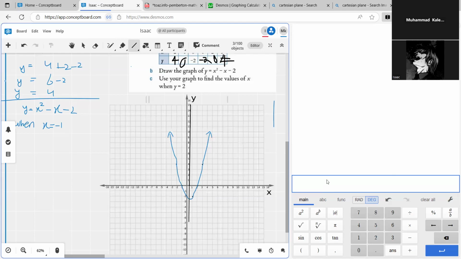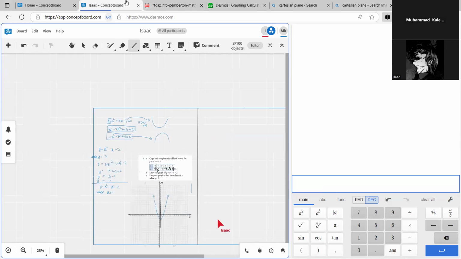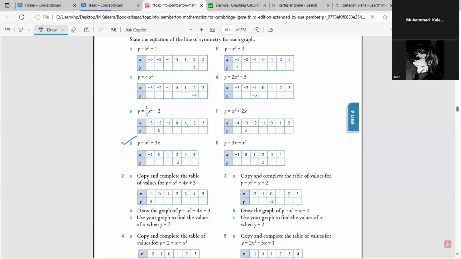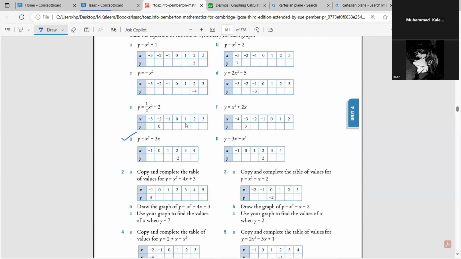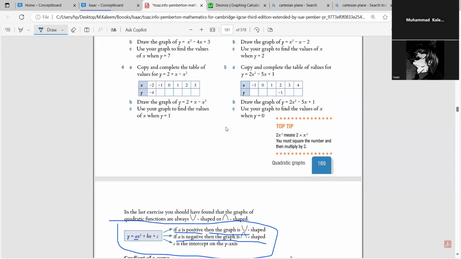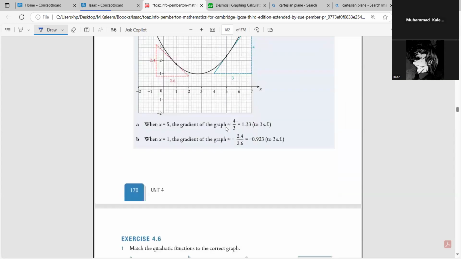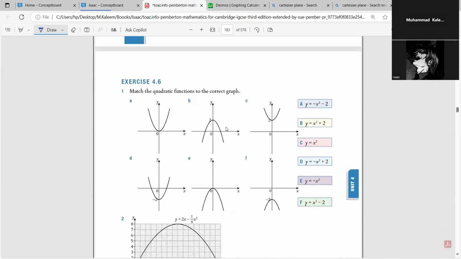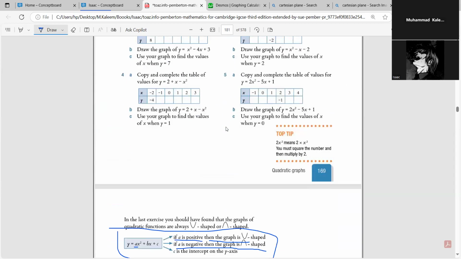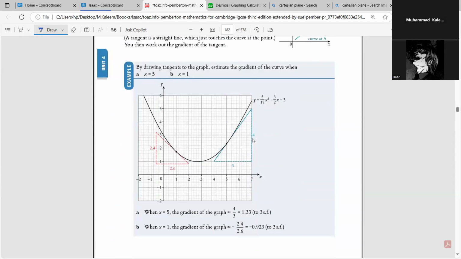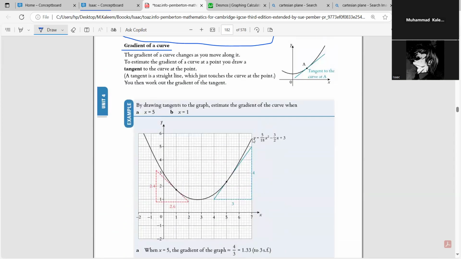Okay, let's move on to the next one. This is the easiest way, I think, the method in which we use the table. I think you can easily solve all these questions. Am I right? Yeah, I can. Let me check the next exercise, 4.6. I'm going to skip all these questions because they are very easy.